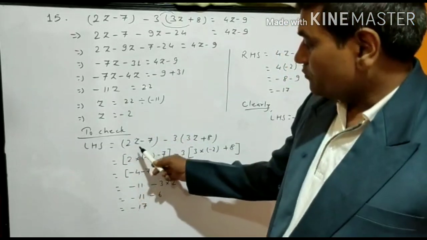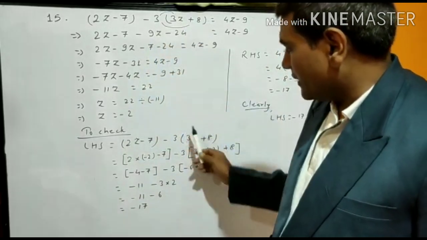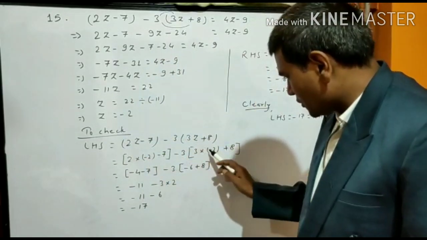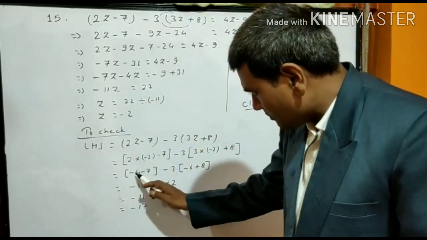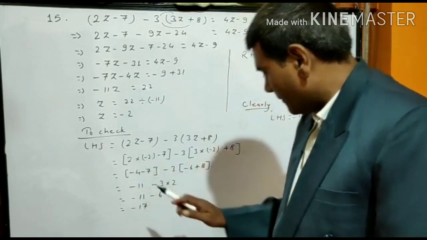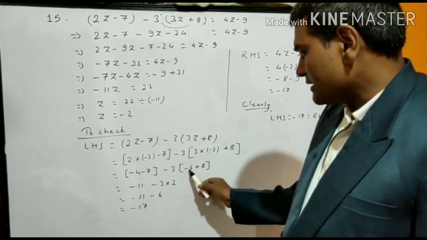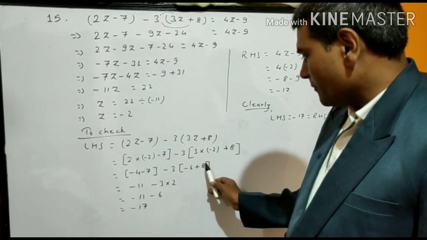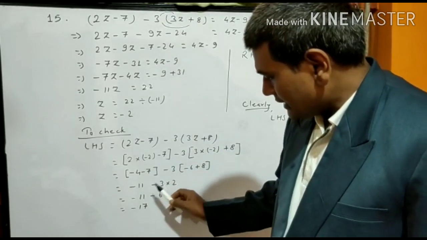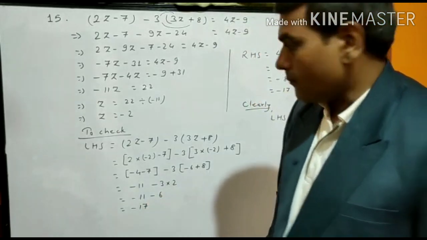Now let us check it. 2z minus 7 minus 3 into 3z plus 8. Put the value of z minus 2. Here z is minus 2 and here also z is minus 2. Plus minus minus 2 2s are 4. Minus 4 and minus 7. It is minus 11. And here it is 3 into minus 2. 3 2s are 6. Minus is there. Minus 6 plus 8 will be subtracted. 8 minus 6, it is 2. And 3 2s are 6. Minus 11 and minus 6. Both will be minus 17.